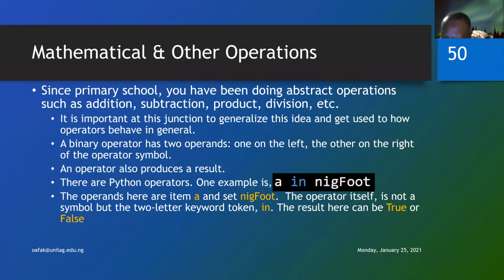So if you say 2 plus 1, the answer is 3. If you say 5 plus 6, the answer is 11. Every time you have an operator, there is a result. If you say 10 divided by 5, the answer is 2. The issues on operators are as follows.